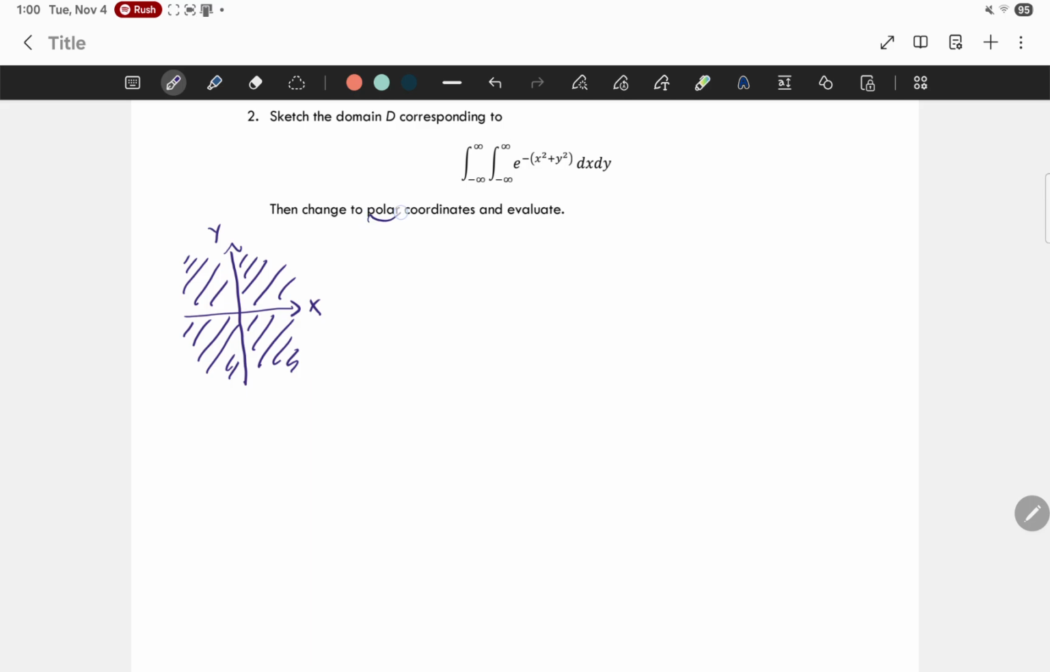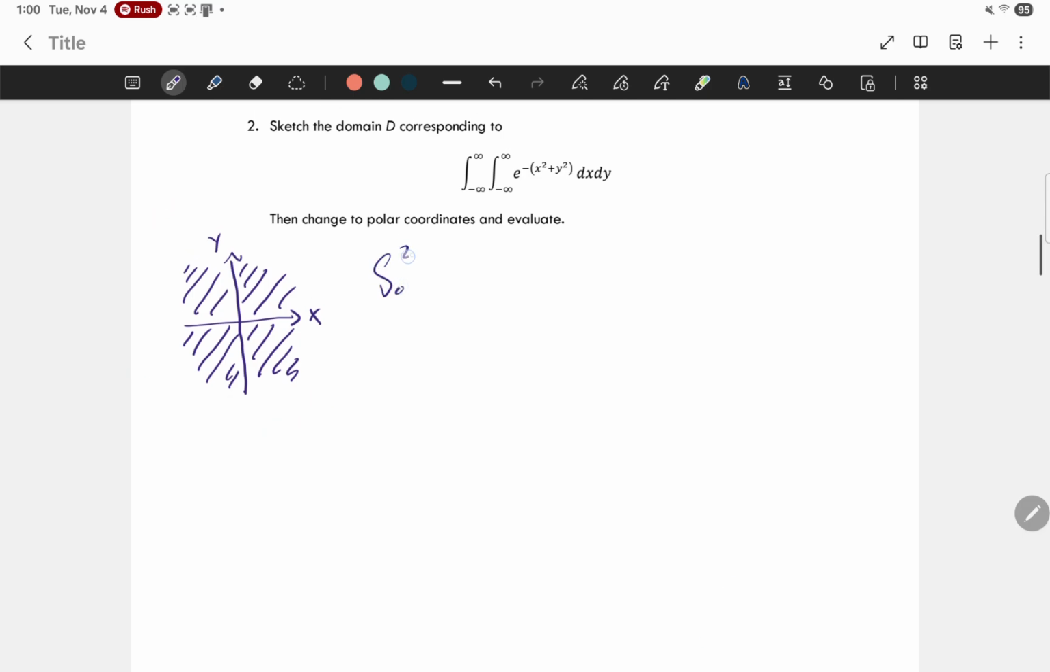So what that means for polar coordinates, right? We have to have a theta and an r. So our theta here will run from 0 to 2 pi because this goes around the whole thing, right? So we're going to have an integral from 0 to 2 pi. And our r goes all the way out to infinity, so that's going to go from 0 to infinity.